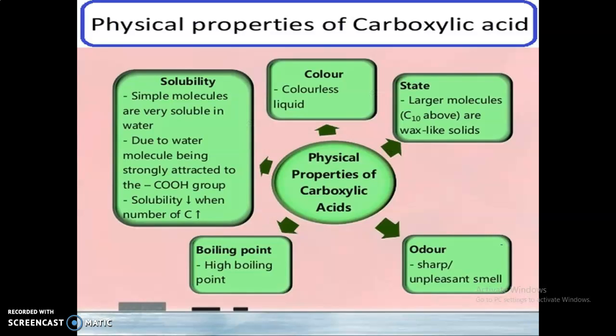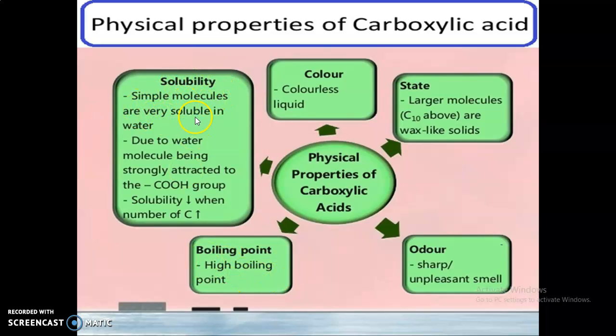These are some physical properties of carboxylic acid. Smaller carboxylic acids are colorless liquids. Larger molecules are wax-like solids, which shows the state of the acid. They have a sharp and unpleasant smell, a disagreeable odor. Higher members are almost odorless. They also show a high boiling point.